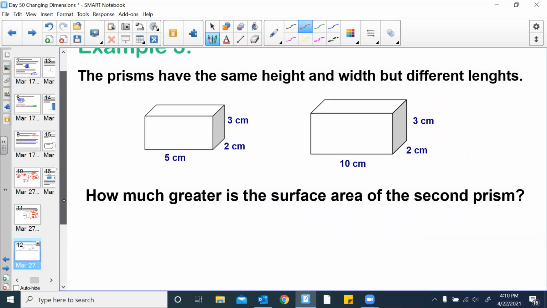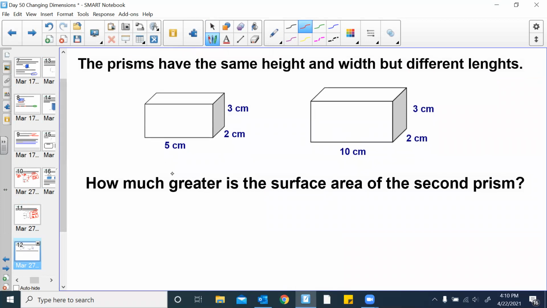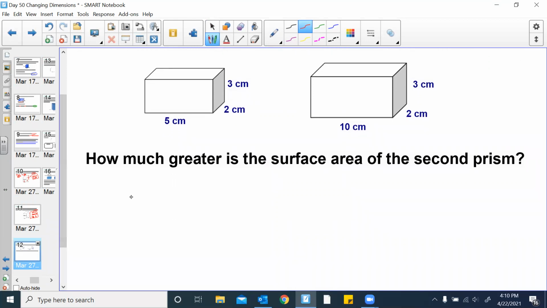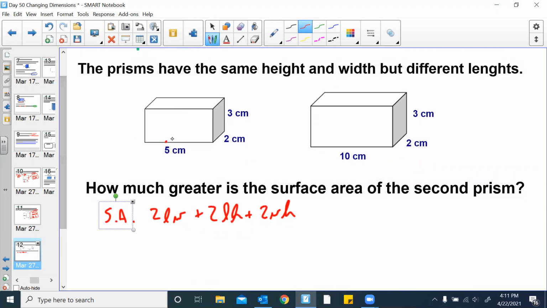All right, the prisms have the same height and width, but different lengths. How much greater is the surface area of the second prism? This is where you need that surface area formula: 2 length times width plus 2 length times height plus 2 width times height. We'll call this the length, this will be the width, and this will be the height.